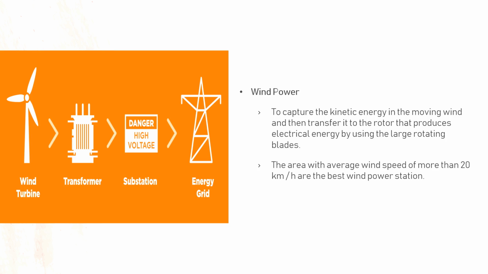The second way is wind power. Wind power captures the kinetic energy in the moving wind and then transfers it to the rotor, which produces electrical energy by using large rotating plates. Areas with an average wind speed of more than 20 km per hour are the best wind power stations. That's all for me. Thank you.